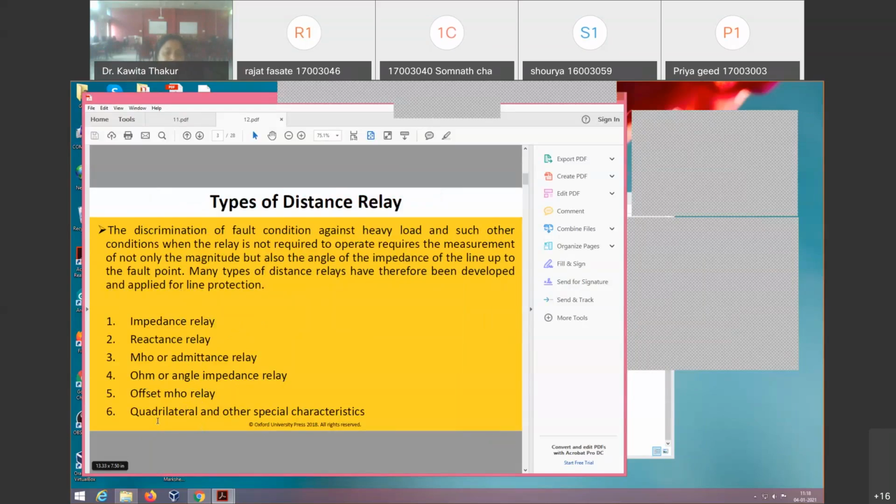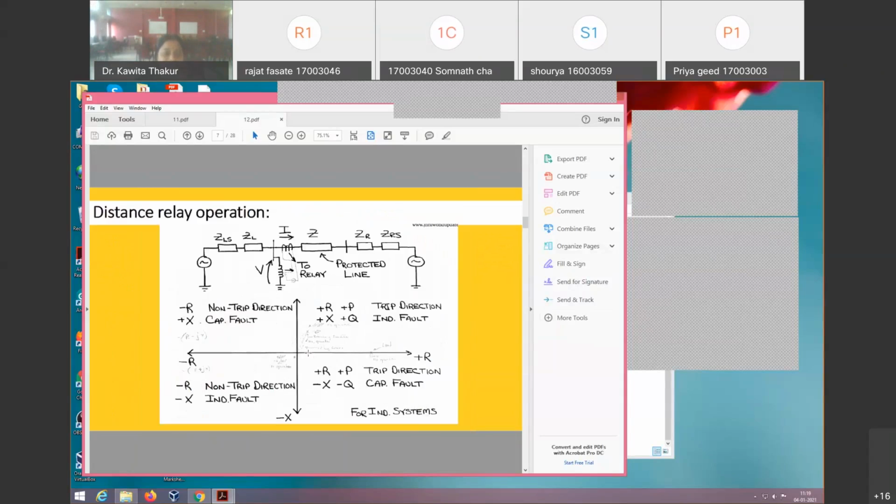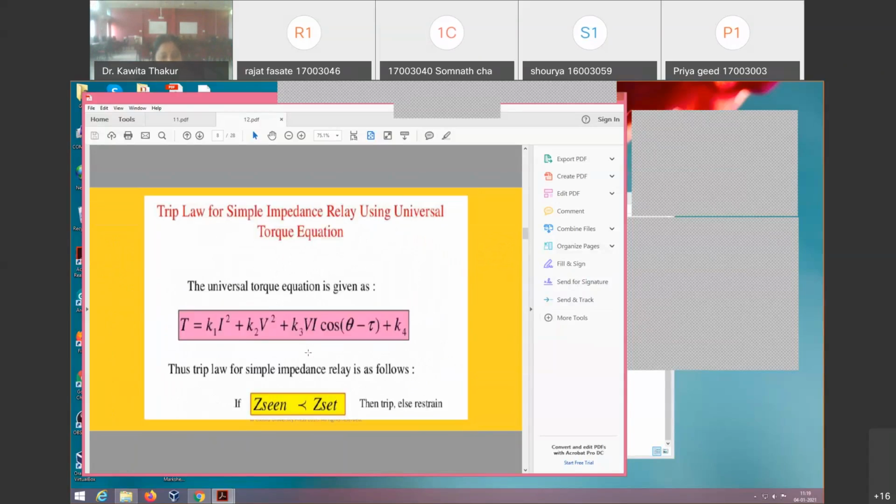Okay, quadrilateral when we require a directional protection. When we require a directional protection, in that also this quadrilateral relay is important. Okay. Now in this we have seen distance relay. Okay, construction, RX diagram, distance relay operation. Main thing we have seen in this lecture is trip.